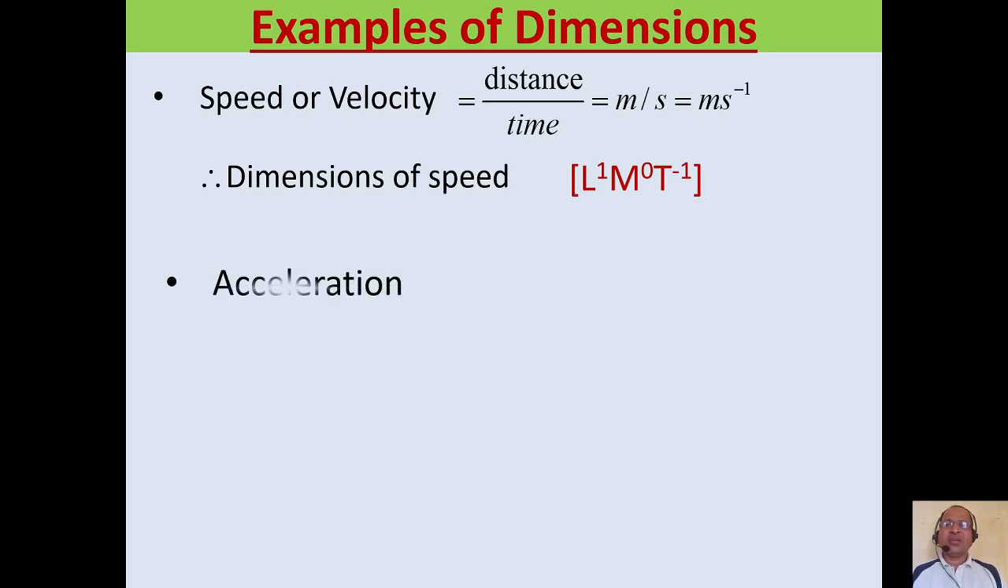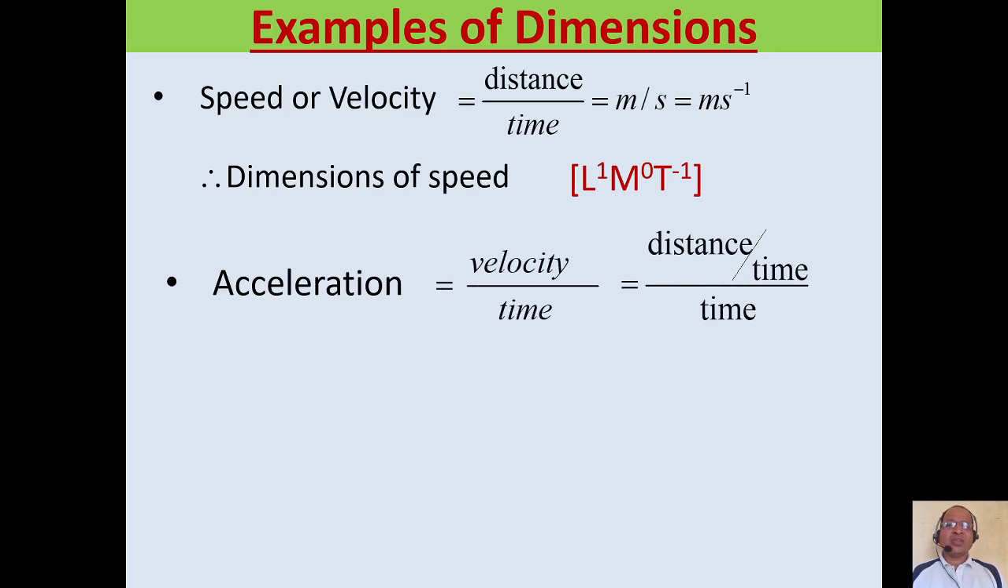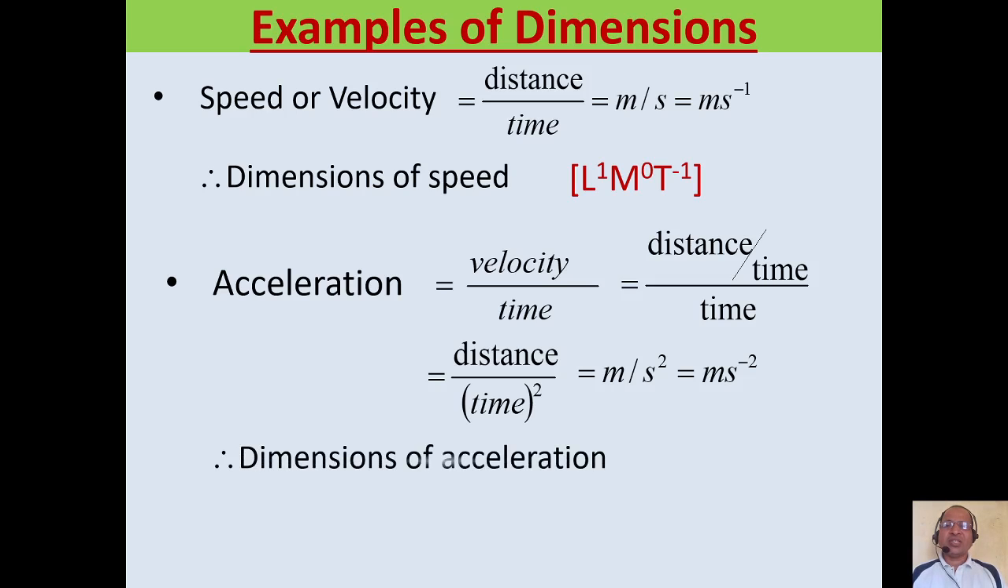Similarly, we can find out dimensions for acceleration. We know that acceleration is velocity upon time. Instead of velocity, we write distance upon time. So this can be further simplified as distance upon time square. So the unit of acceleration will be meter per second square, which can be written as meter second raised to minus 2. So dimensions of acceleration become L raised to 1, M raised to 0, T raised to minus 2.